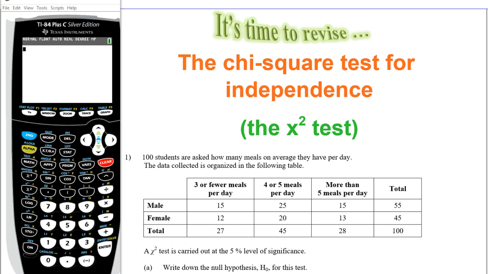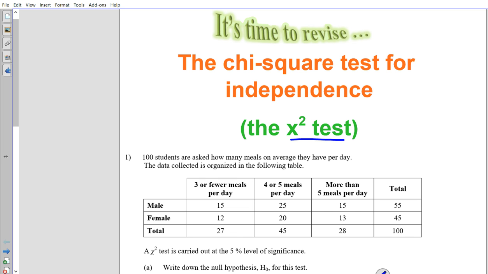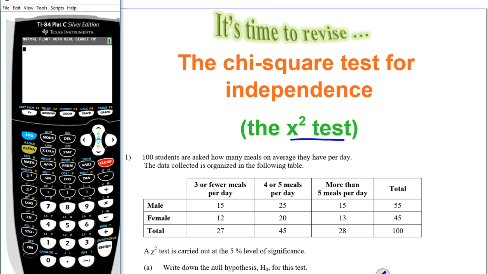Here we go. Now it's time to revise the chi-squared test for independence. Sometimes in the exam they will instead just call it the x-squared test. Remember, the chi-squared test for independence is very calculator friendly, so you need to have your calculators ready. Please have it ready, because this is a really popular topic on exams. It's always going to appear on a maths studies exam.